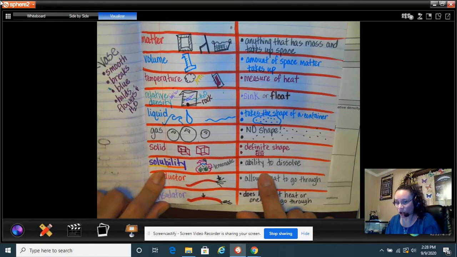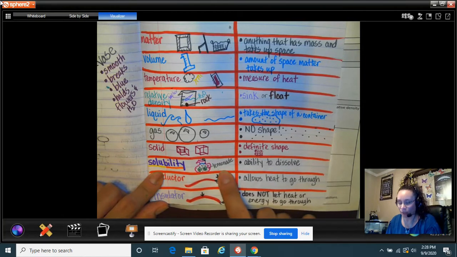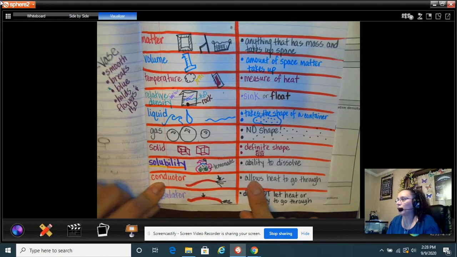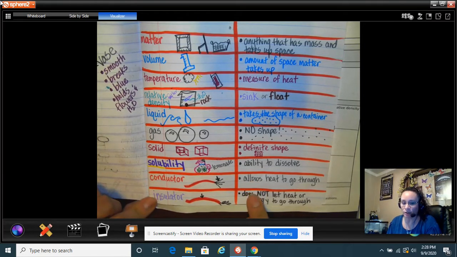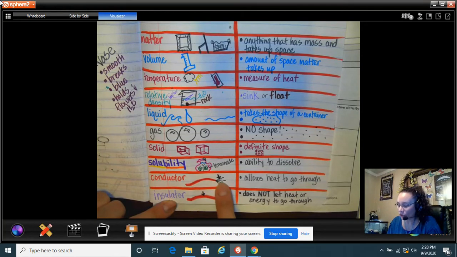If it dissolves in water, it has solubility, just like in your lemonade. Okay. Then we have, is matter a conductor or an insulator? Okay. And I drew a wire and the metal sticking out of that wire. Okay. The arrow is pointing to the metal part because that's the conductor. If you touch that wire, you're going to get electrocuted.